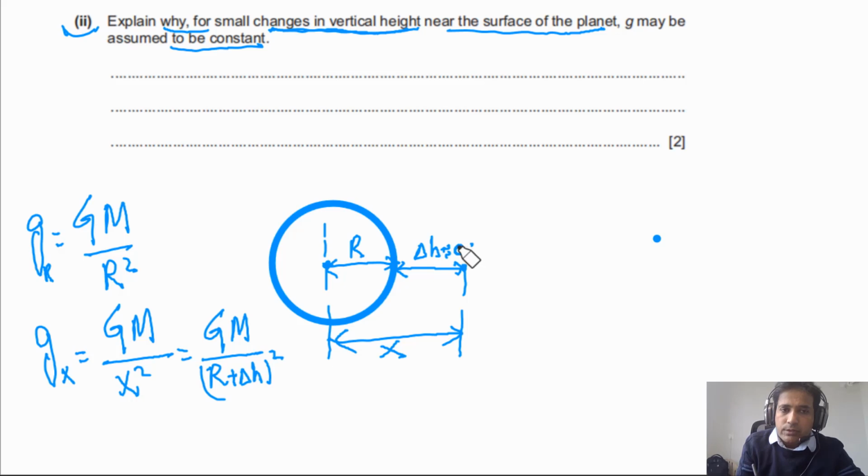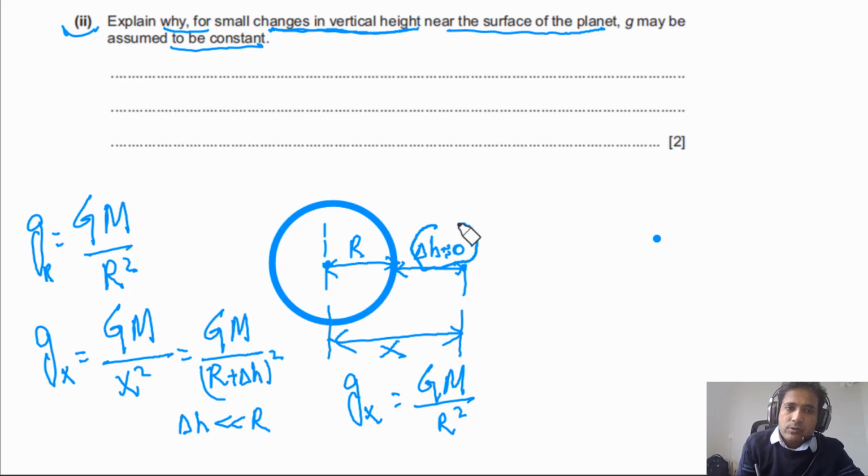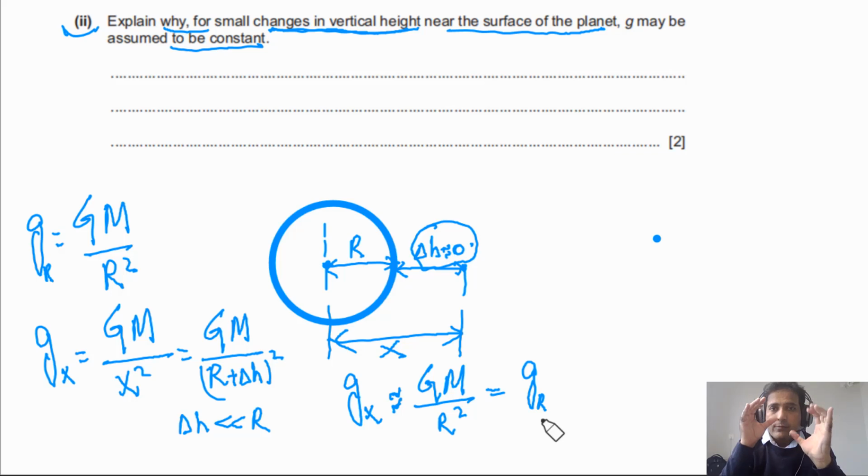So we can simply say it is about equal to 0. Or we can say if delta h is much smaller than r, then gx will be equal to GM divided by r squared, because delta h is about equal to 0. So gx is approximately equal to this, and this is approximately g at the surface. So it means that for small changes, the change in height is negligible.